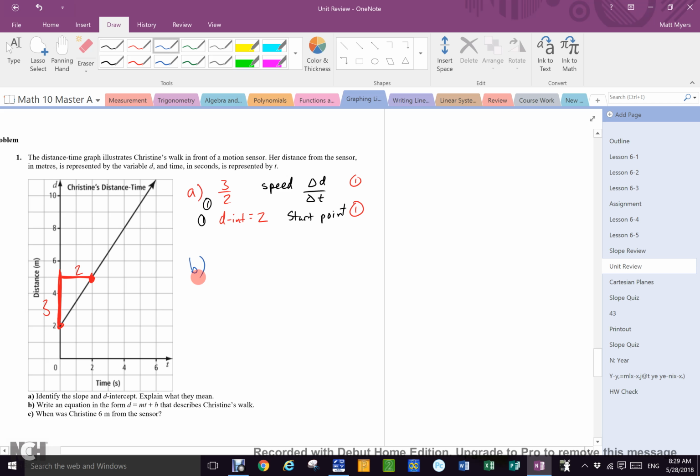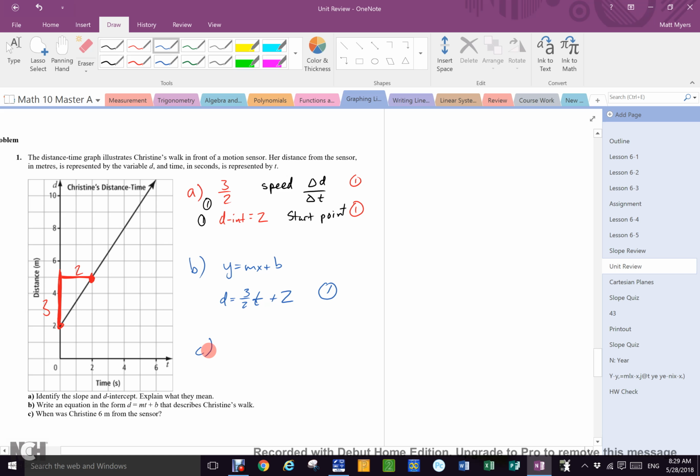B, write an equation that describes her walk. Do you have a d-intercept? Do you have a slope? So you know that y equals mx plus b uses x's, y's, slopes, and y-intercepts, yes? Yeah. But I don't have x's and y's anymore, do I? What do I have? d's and t's. So d equals 3/2 t plus 2 for 1 mark.